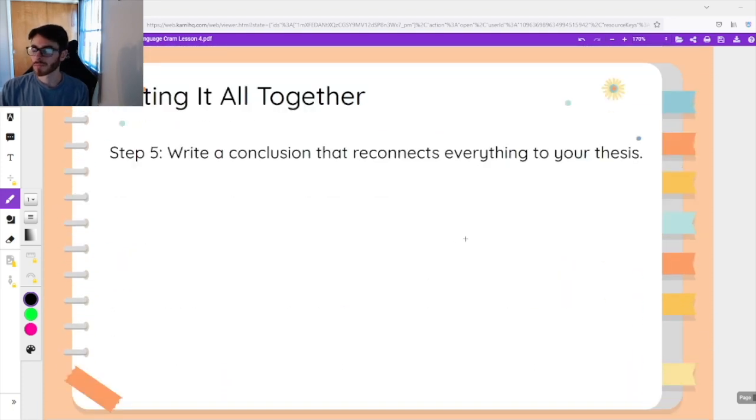All right, you've written your body paragraphs, you wrote your introduction. Last step, step 5, write a conclusion that reconnects everything to your thesis. You don't want to directly repeat yourself. You can reuse information for the effect of connecting it back to your thesis, but tie everything up, bring your argument to a unified end, connect everything back to your thesis. Unpause when you're done.